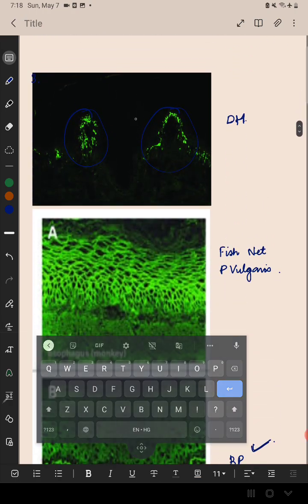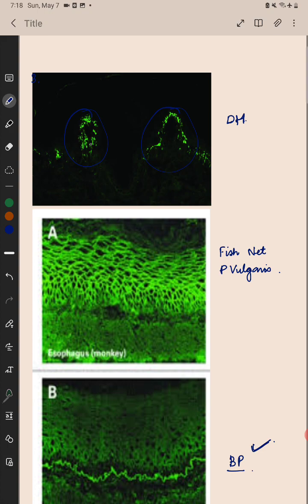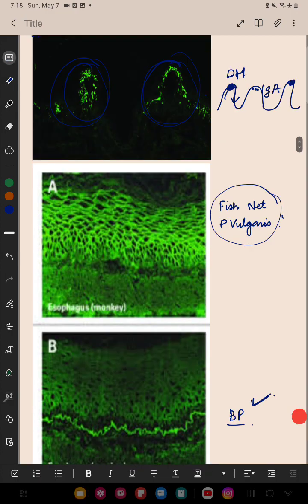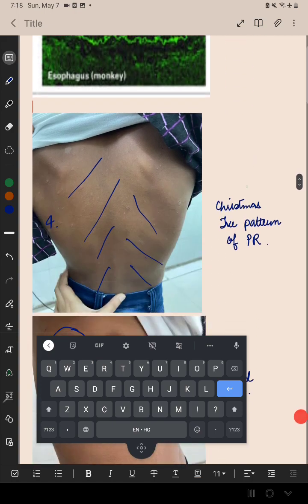Then there was an immunofluorescence image. In dermatitis herpetiformis, we know that there are papillary tip deposits of IgA. So you'll have focal deposits, normal epithelium and then deposit, normal epithelium and then deposit. Some of it might spill over, so you're seeing it like this. Then in pemphigus vulgaris, we know that there is a fishnet pattern, and in your exam they had asked bullous pemphigoid which has a linear line like this.